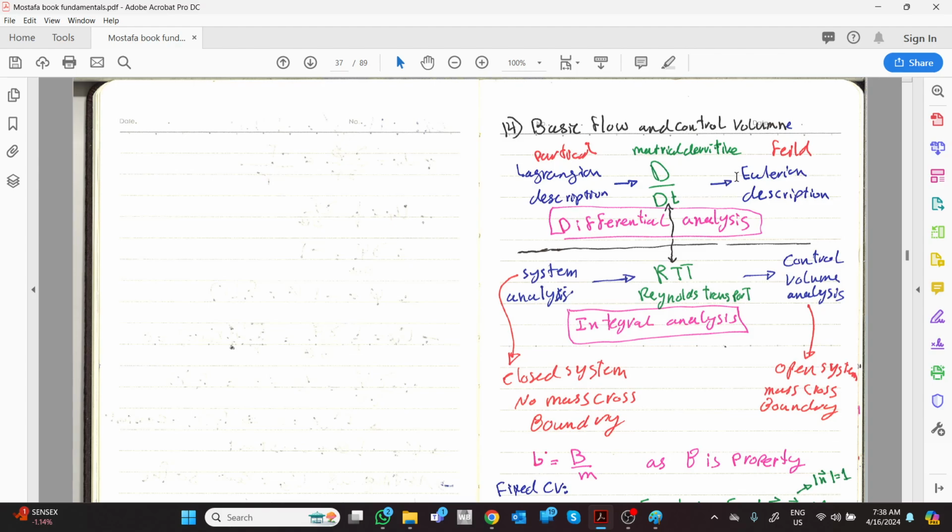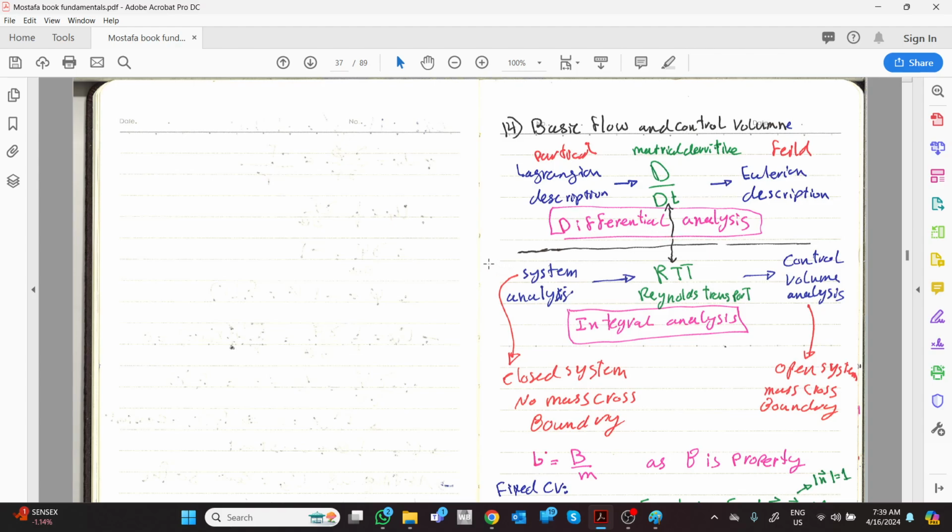descriptions to Eulerian, from Euler, this description. Okay, and we make the differential analysis and the material derivative technique to derive or to write the full Navier-Stokes equation, if we remember, for the part of the acceleration.